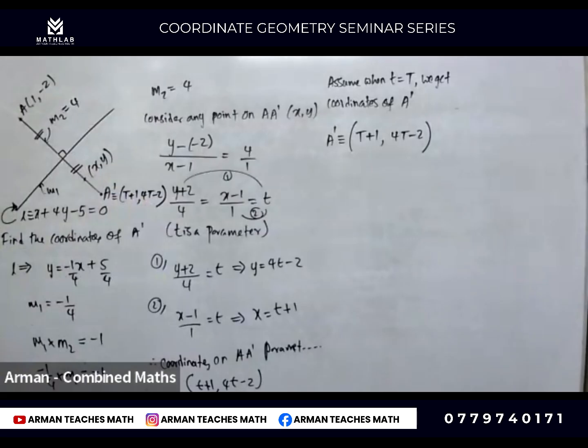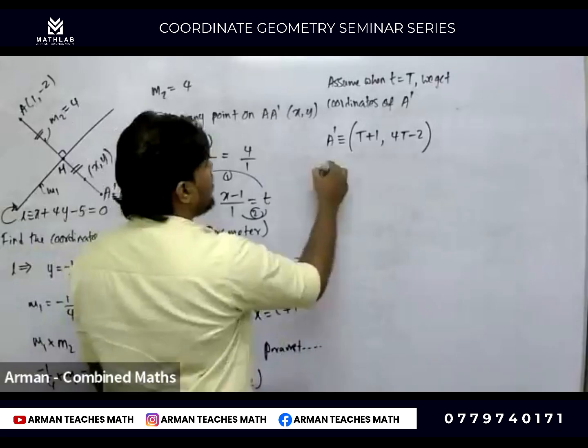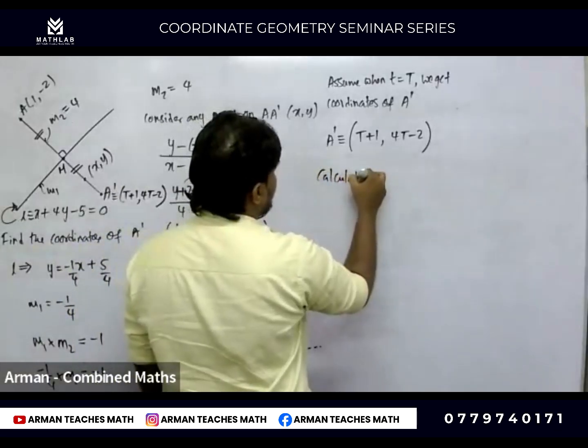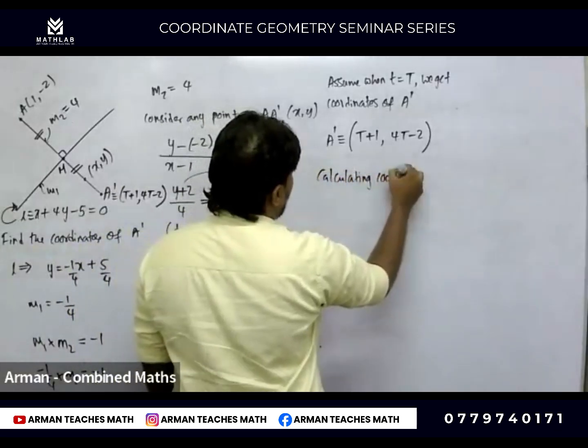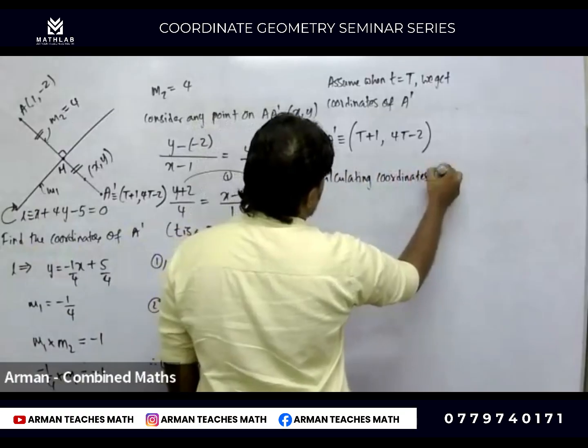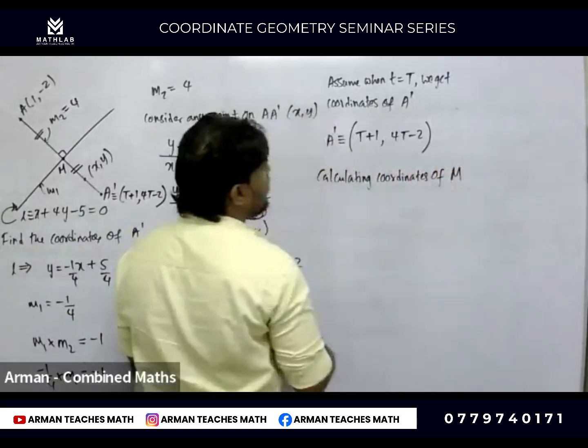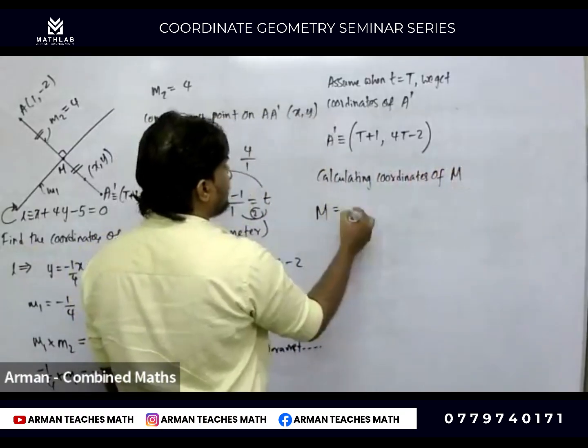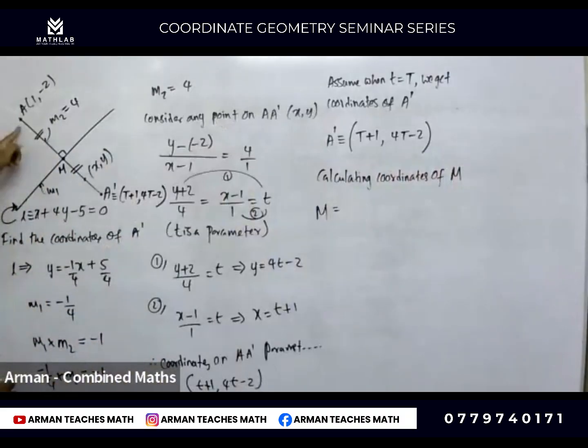Okay. Now what we are about to do? Next what we have to do? We are going to calculate the coordinates of this point. I'll take that point as capital M. Calculating coordinates of capital M. That's the midpoint of this A dash. Why? Because it is a reflection point. So A to M, M to A dash, distance must be equal.